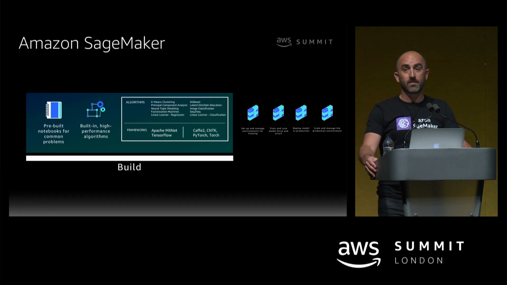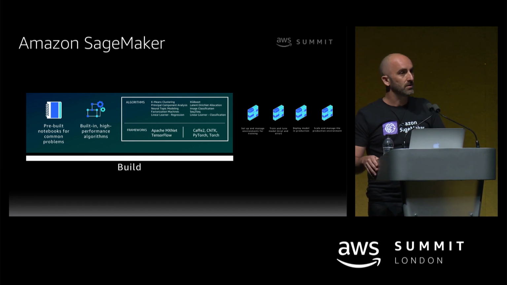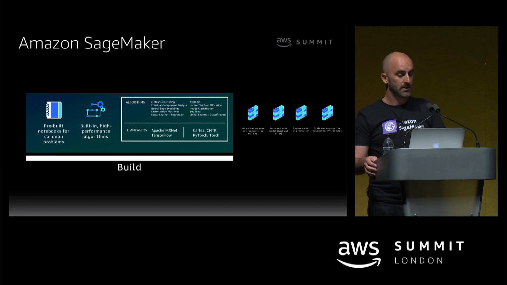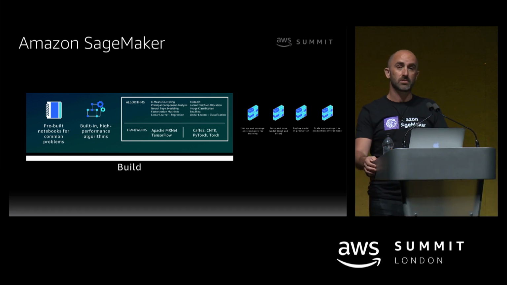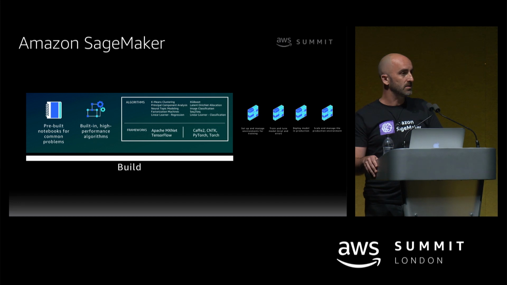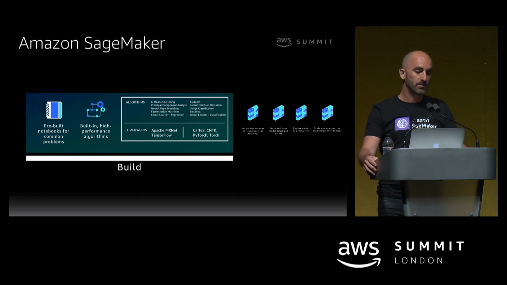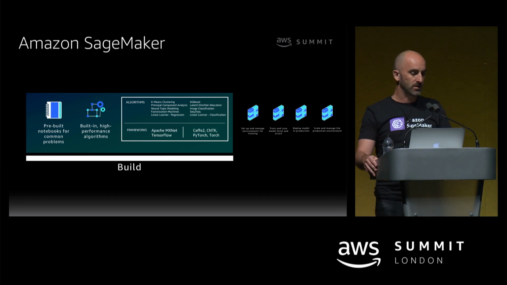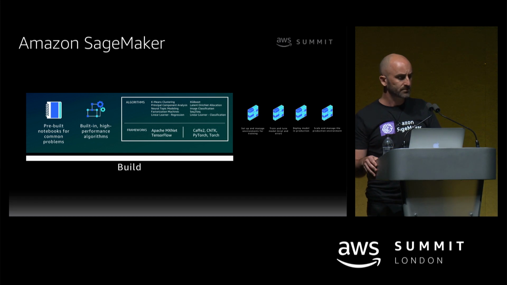So if we look at the different phases in a typical machine learning project, we typically have the build, train, and deploy phases. And we'll look at the specific features that Amazon SageMaker can provide that can benefit developers and data scientists. So in the build phase, we have pre-built notebooks. We give you managed notebook instances with the popular Jupyter open source software, plus a bunch of pre-built notebooks that can solve many different common problems that customers have.